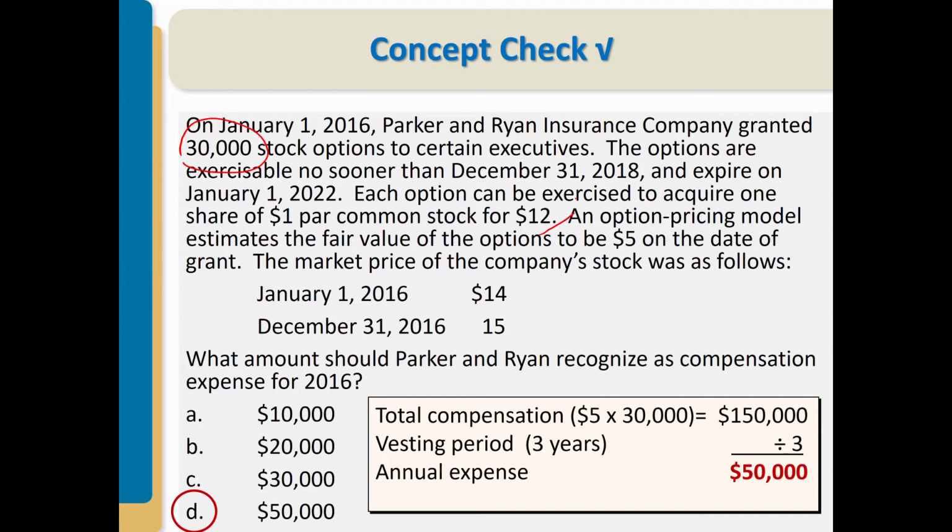Okay. So then we have a fair value. This is the estimate. Remember, the estimated fair value of the option is $5. This is the one you're going to use to calculate total compensation. Okay, 5 times 30,000 shares, you get 150,000. You don't use these other prices, they are not relevant. Then the vesting period is 3 years, from the date of grant until here. That's why you divide by 3. So annual expense should be $50,000.